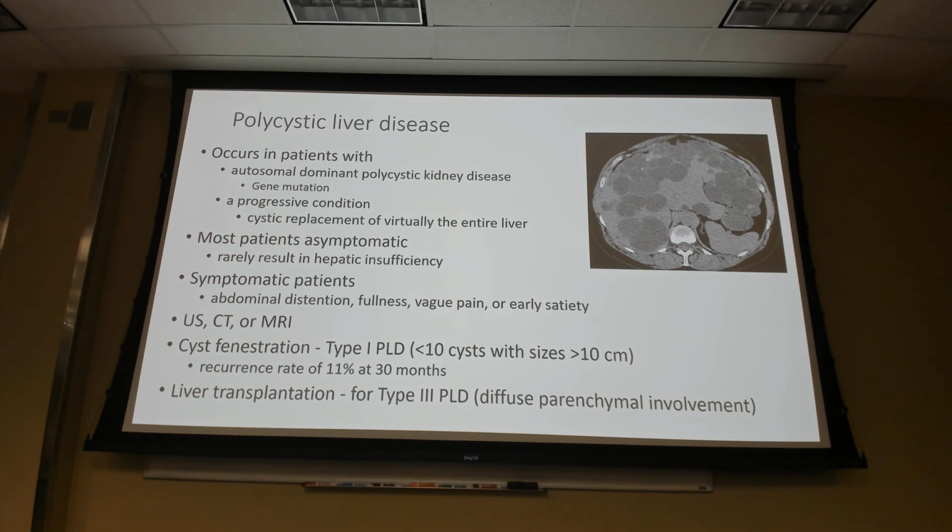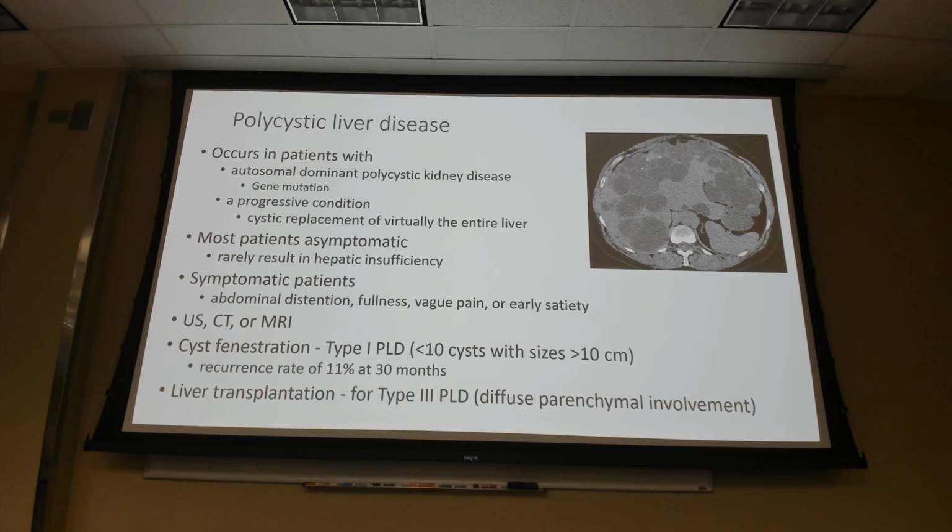All right, and then you can have polycystic liver disease, and it's just like polycystic kidney disease. You have multiple cysts. It's typically associated with autosomal dominant polycystic kidney disease. You can also have just autosomal dominant polycystic liver disease as well. Not as common, but it definitely happens.